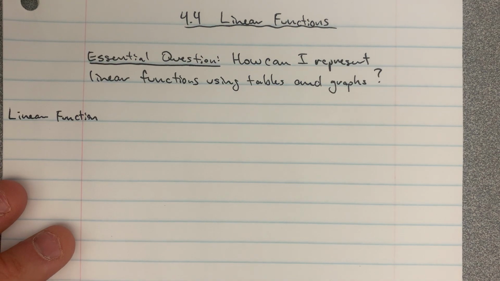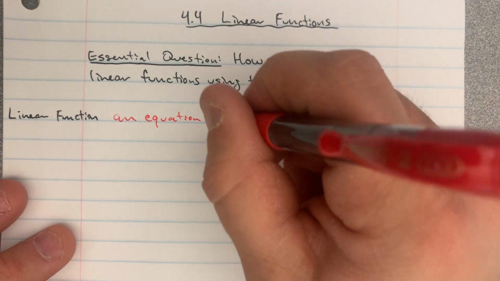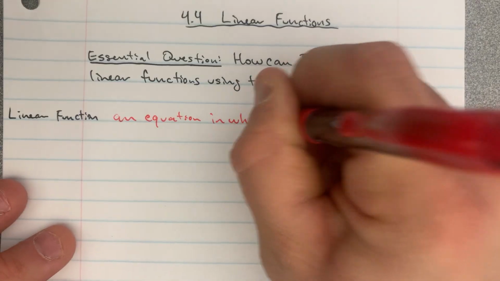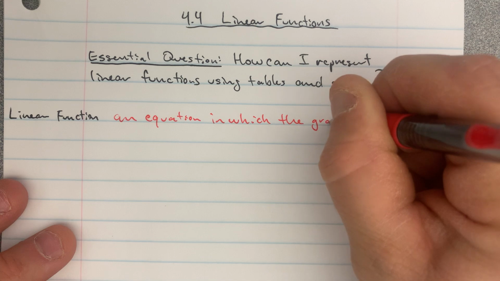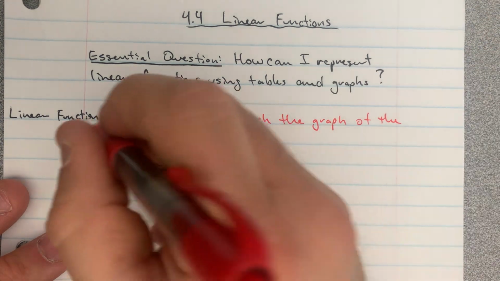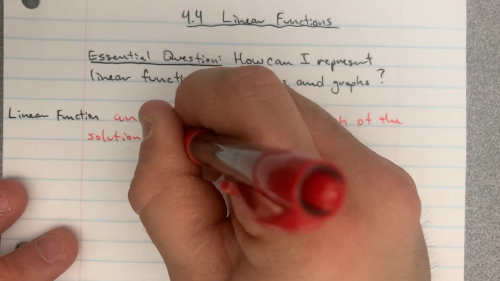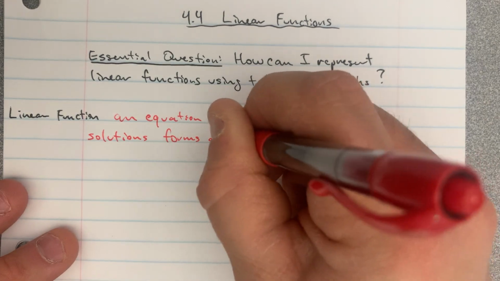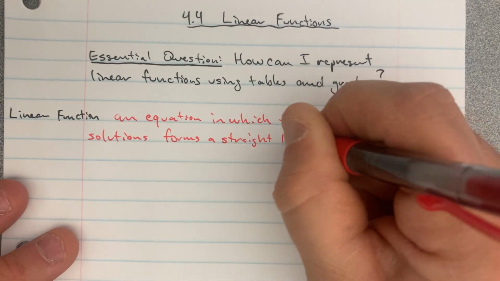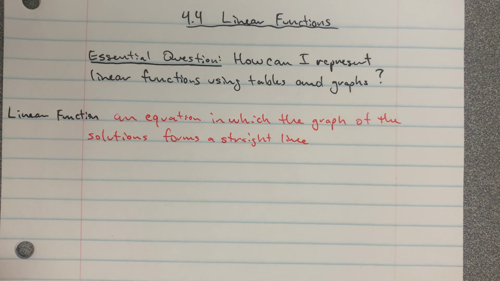A linear function is just an equation in which the graph of the solutions forms a straight line. All right, that's something that we should have known thus far. A linear function has a constant rate of change or has a straight line when graphed.